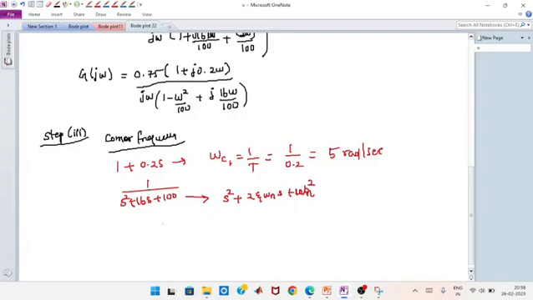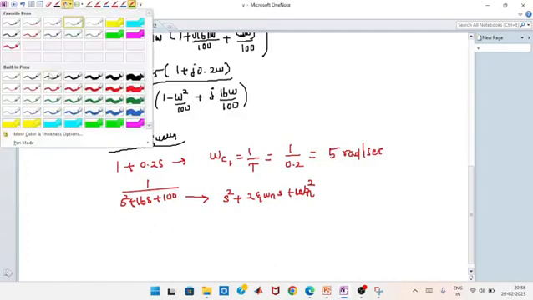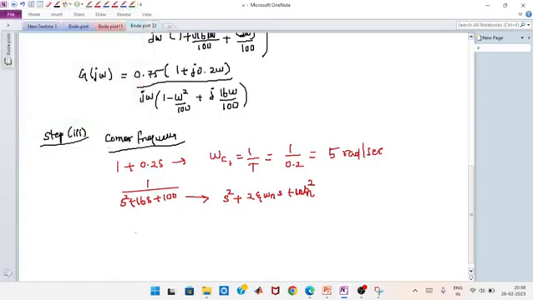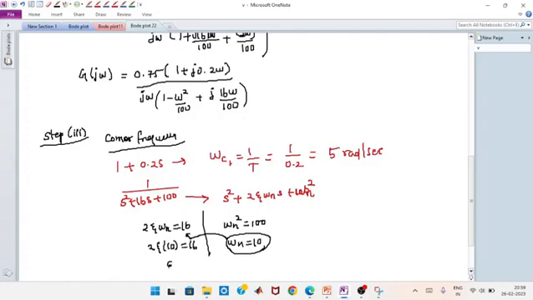Now compare both these values and tell me what we can conclude. By comparing, we can conclude that 2 epsilon omega n equal to 16 and omega n square equal to 100. So omega n is 10. Substituting omega n equal to 10 in the equation, we have 2 epsilon into 10 equal to 16. So what is epsilon, the damping ratio? 16 by 2 is 8, and 8 by 10 is 0.8. So this is the value.